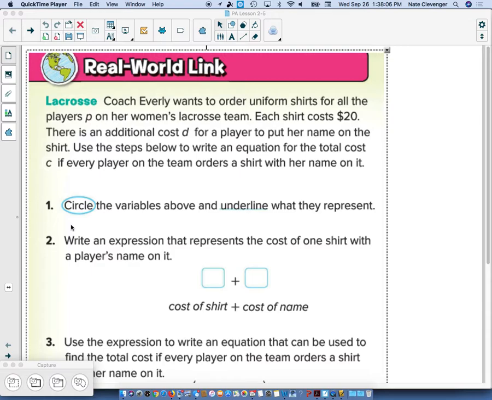So the first piece of instruction here is I want you to circle each of the variables that are in this word problem and then underline what those variables represent. Circle the variable and then underline what each of those variables means. Circle the variables.